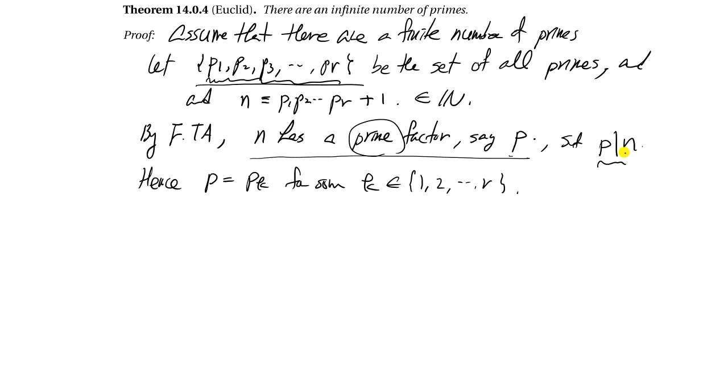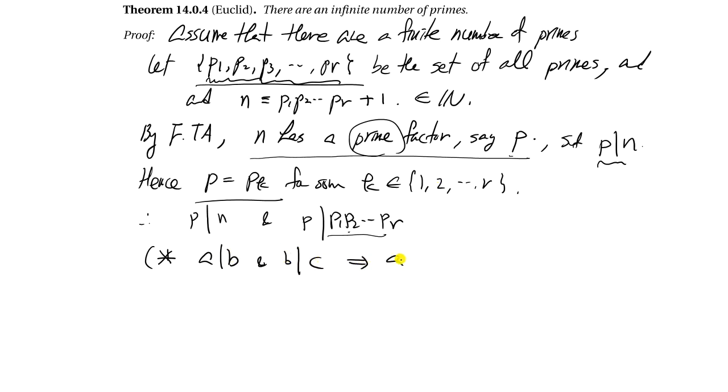Then, because of this, we know that p is a divisor of n, and p is also a divisor of p1, p2, up to pr. Because p is one of these, it is definitely a divisor of the product of numbers including p itself. Then one thing we checked at the beginning of this chapter, I think it's 1402 F, so you don't need to write it down, is that if A is a divisor of B and A is a divisor of C, then A is a divisor of a linear combination of them, especially like B minus C. We have that.